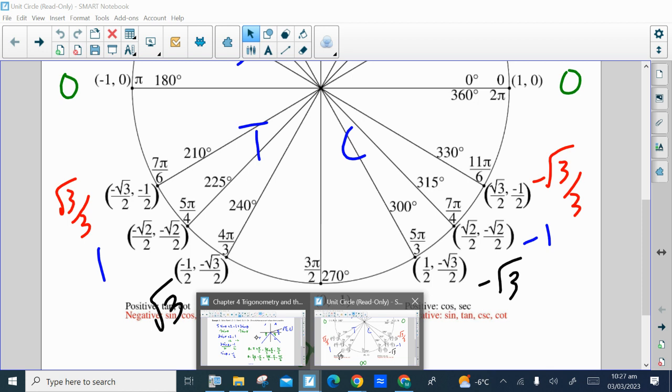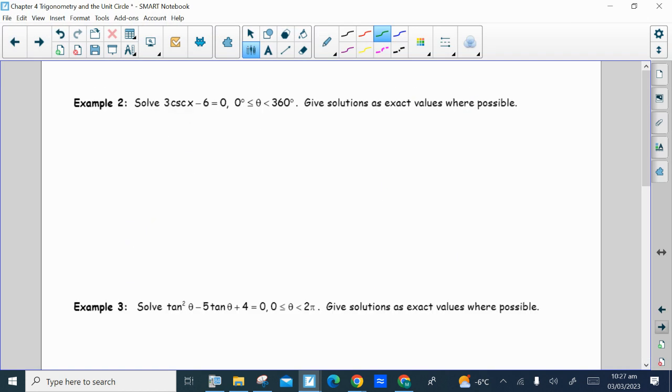Okay, so on to the next page. Again, this is a first degree trig equation. We want to solve where 3 times the cosecant of x minus 6 equals 0. So we will start by getting the cosecant of x by itself. We'll add the 6 to both sides. We'll divide both sides by 3.